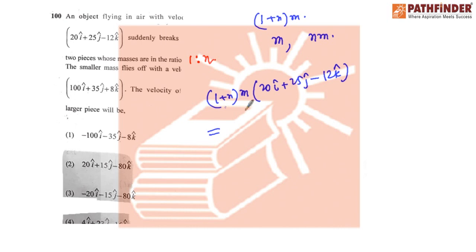So this was the initial momentum, and the final momentum is equal to, for the smaller piece, m times the velocity, 100i cap plus 35j cap plus 8k cap, plus the larger mass m times its velocity, which you have to determine. So v is the unknown. From this equation you can easily solve it vectorially in form of i, j and k. Okay, so that is the way to do it.